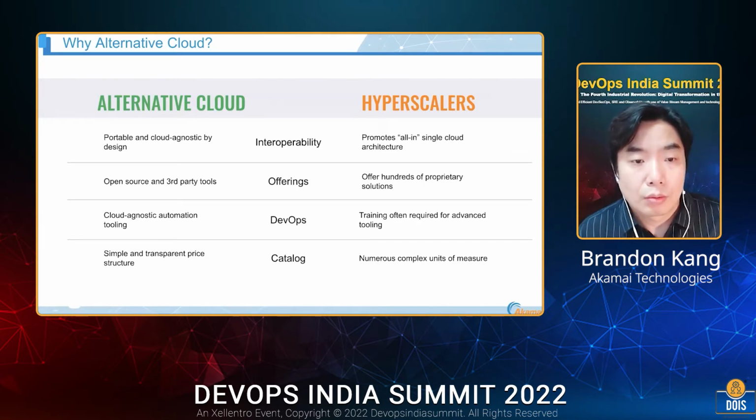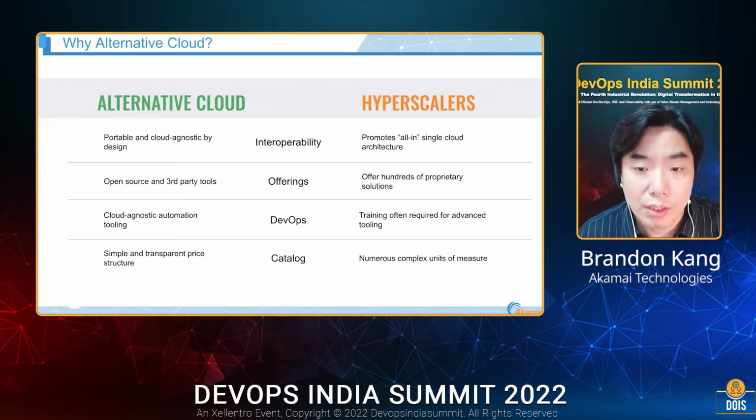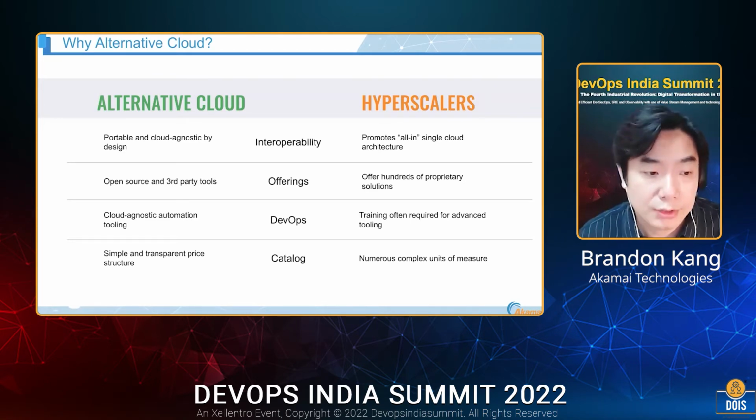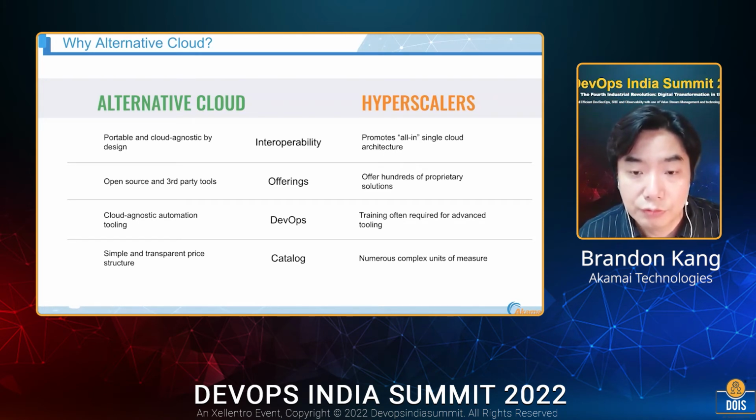Catalog: the hyperscalers have complexity in measuring budget and cost because of their complex products. Alternative cloud has a very simple and easy-to-understand pricing table. And we have a simple and transparent price structure. So it's a good fit for IT managers who want to better manage their budget.